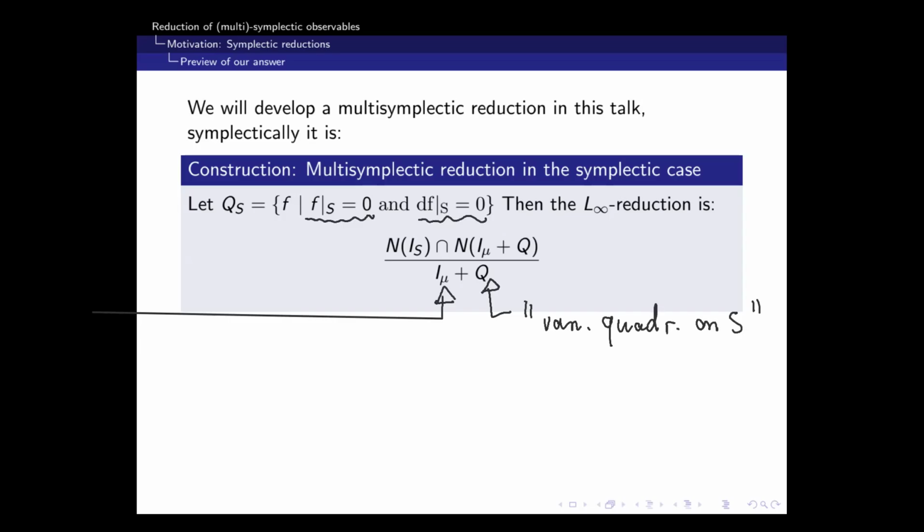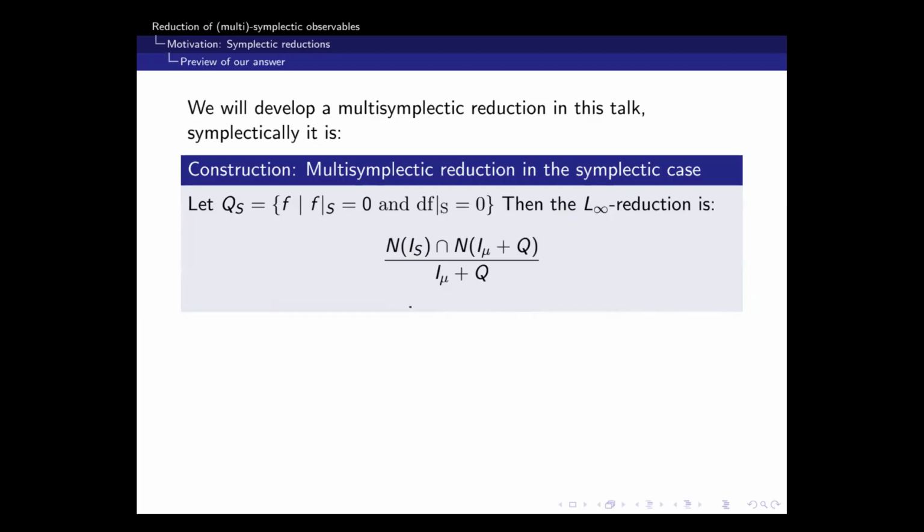And then in the numerator, we are taking the normalizer of this linear information of mu. We are also normalizing the full ideal I_S and taking the intersection of the two. At first sight, at least to me, this looks quite arbitrary. But the two components will, in the very end, come from the fact that we want to preserve not only the function, but also its Hamiltonian vector field. And this is what the two components will be responsible for.